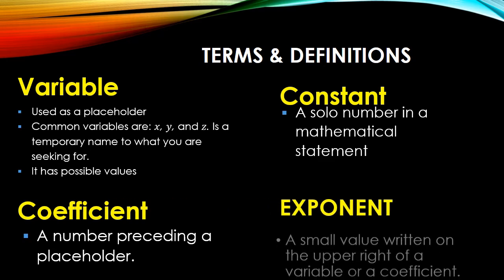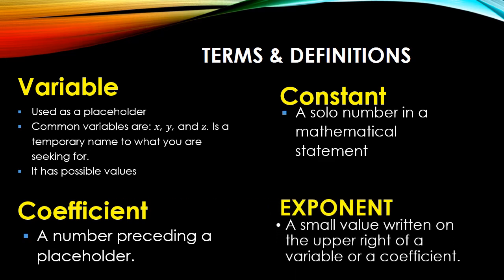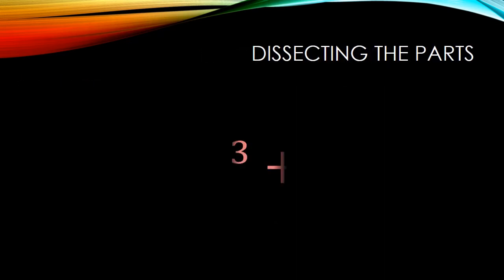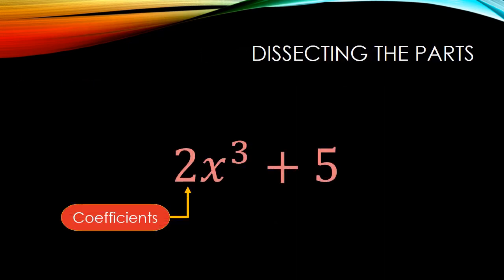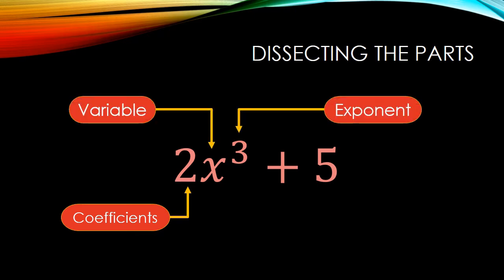And next is exponent. These are the small value written on the upper right of a variable or a coefficient. So to the power of 2. So those are called exponent. So these are dissecting the parts. Coefficient, 2. And the variable is x. And then the exponent is 3. And the constant is 5.